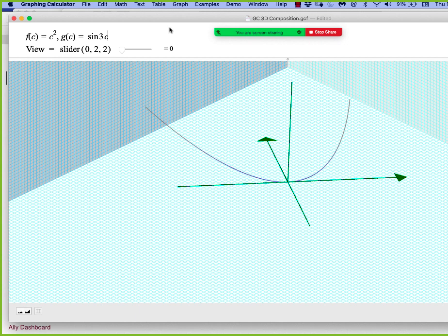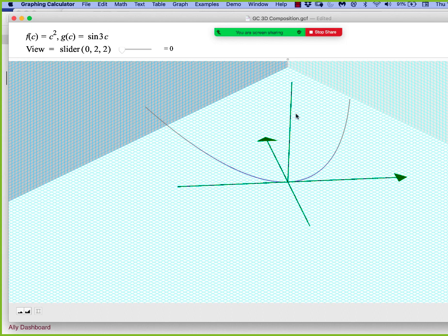So I got two functions up here. f of c is c squared, and g of c is sine 3c. And I'm going to be asking lots of questions as we go through this, so everyone, jump in. Don't hesitate to answer. Don't make me start calling on people by name. Let's just keep it as a group discussion.